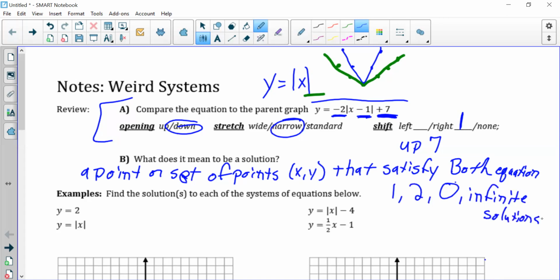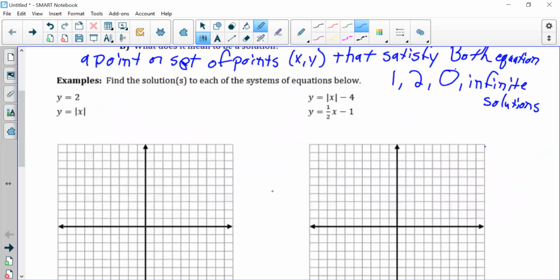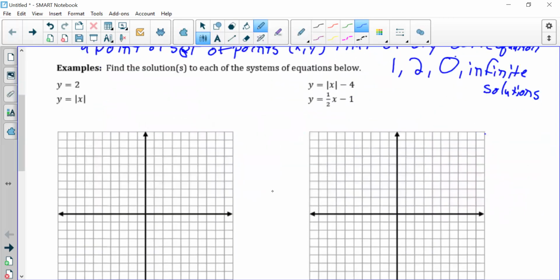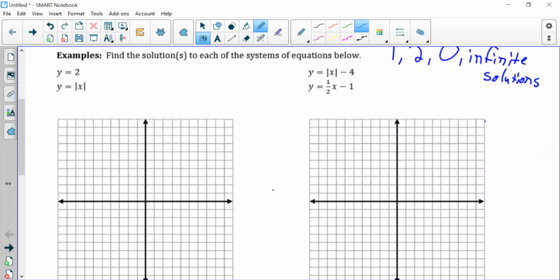All right, so let's look at our first couple examples. Find the solutions to each of the systems of equations below. In order to find the solutions, we're going to graph them. Our first one says y equals 2. I have no x here. So you all remember that a y equals is a straight, horizontal line. And it's going to cross the y-axis where y equals 2. So that's what that one looks like.